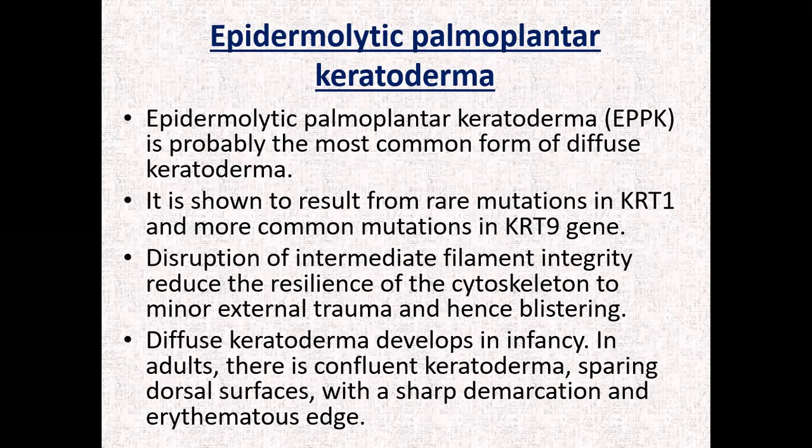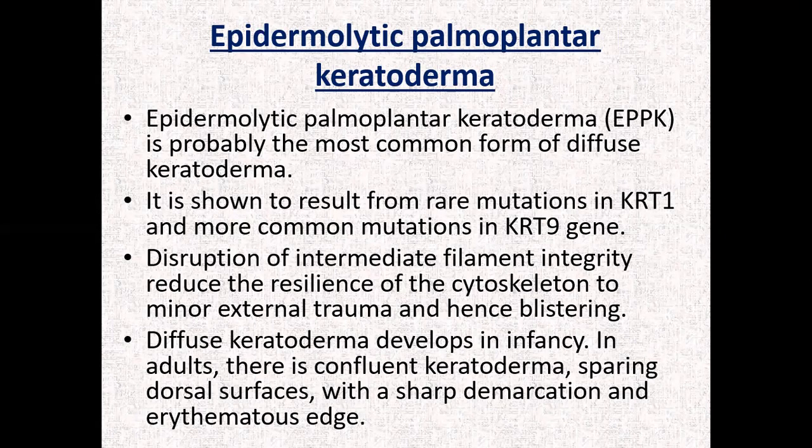Now, the first non-syndromic palmoplantar keratoderma which we are going to discuss today is the epidermolytic palmoplantar keratoderma. Epidermolytic palmoplantar keratoderma is probably the most common form of diffuse keratodermas. It is shown to result from mutation in the keratin 1 and sometimes keratin 9 gene. There is a disruption of intermediate filament integrity that reduces the resilience of the cytoskeleton to minor external trauma and hence results in blistering.